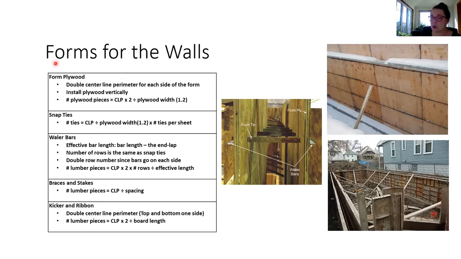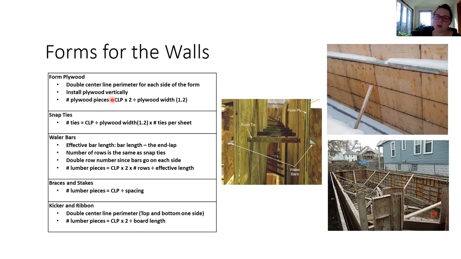So what about when we do the walls? Now this is a better example of the walls than perhaps what you had before. So when you do the walls, we need form plywood. So you'll see here there's plywood along the walls. Here we see form plywood. So you got plywood on this side and plywood on that side. That's why we double our centerline perimeter. It's because we need plywood on each side.